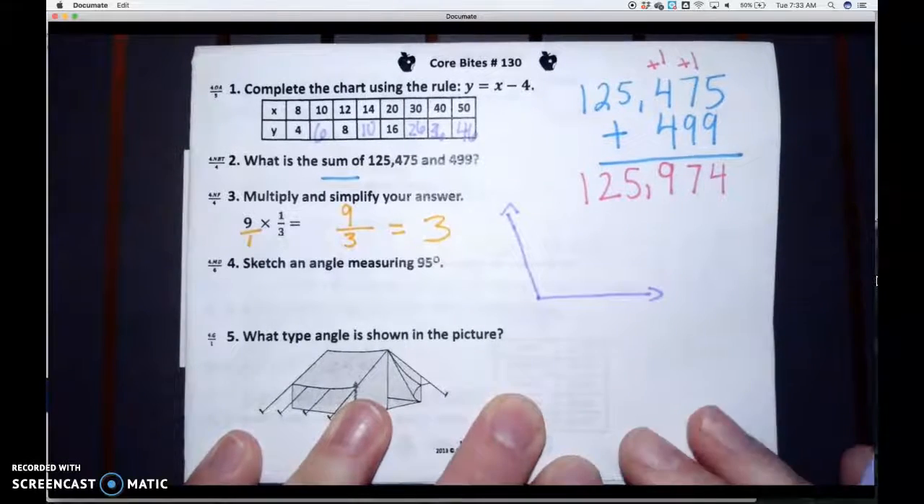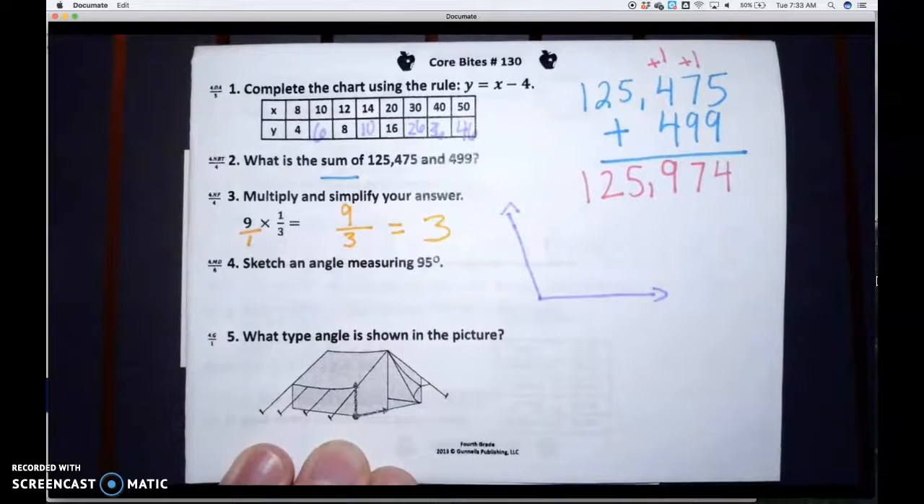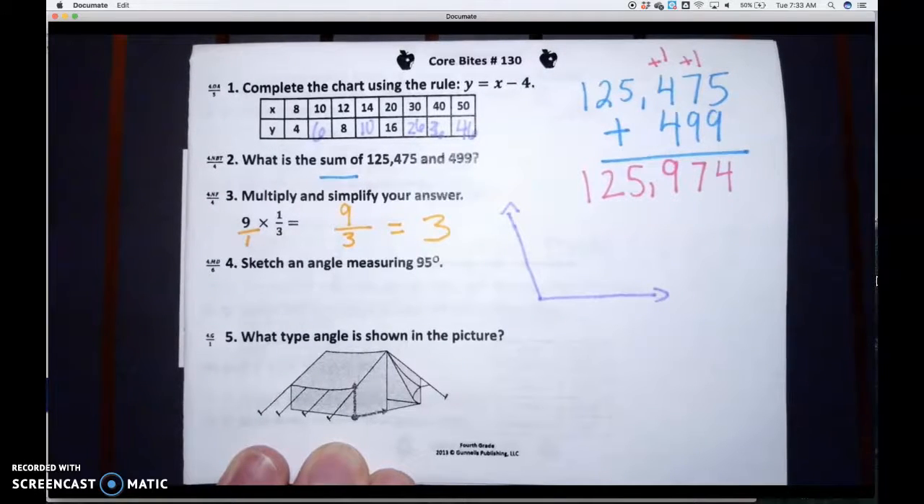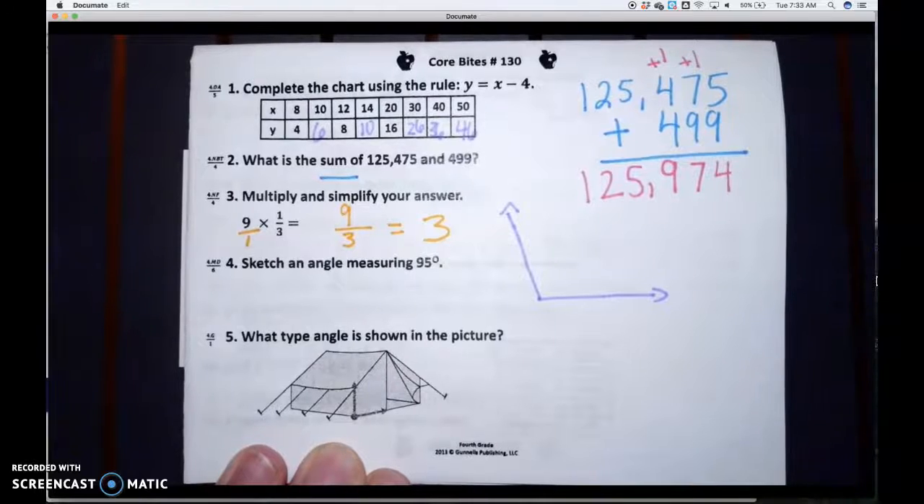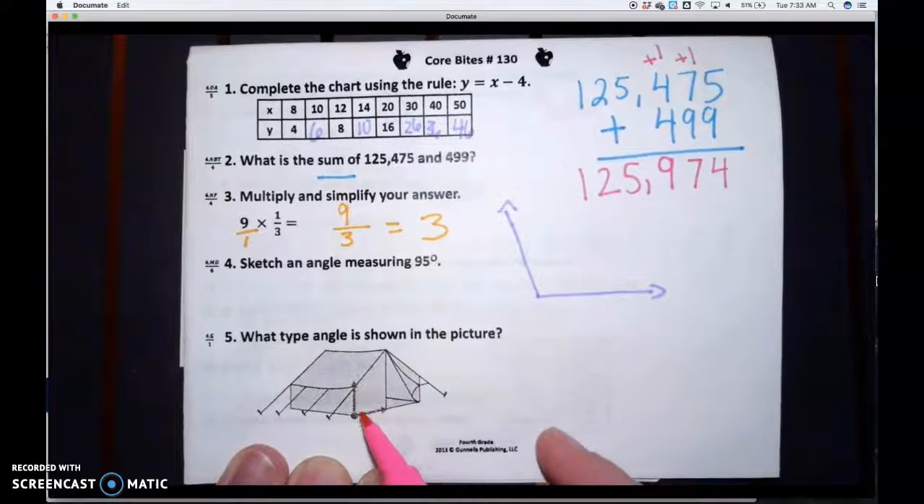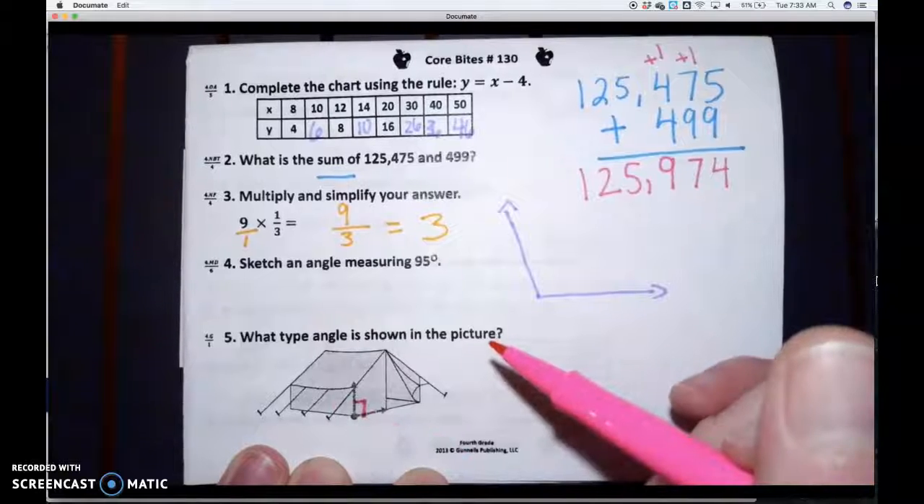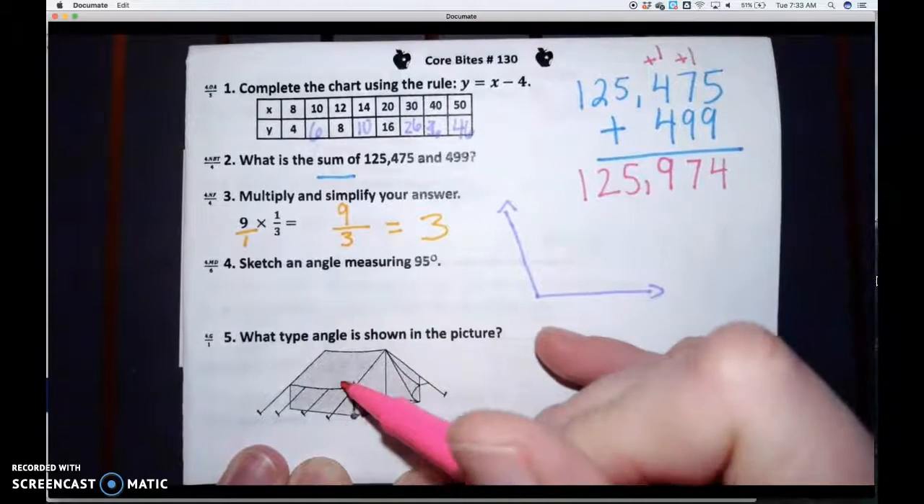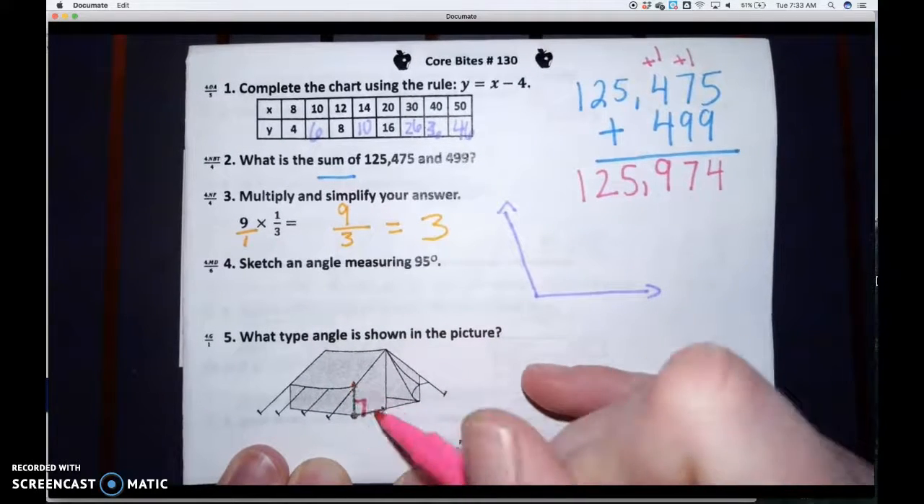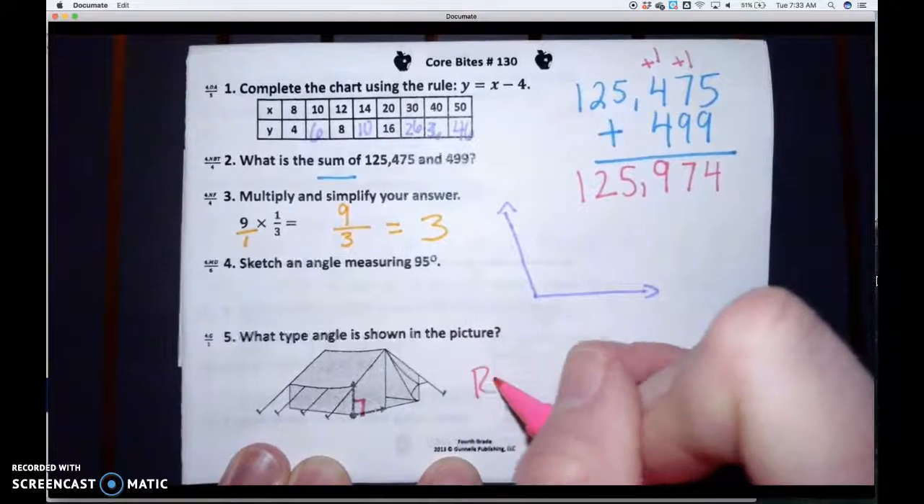And then for the last one, it says what type of angle is shown in this picture. We have someone going camping with this tent. And if you notice, right here, it doesn't have, they should have added that little block for you to show the right angle. But that's what they're trying to get you to see because this makes that perfect shape right there, that straight edge. So this is a right angle.